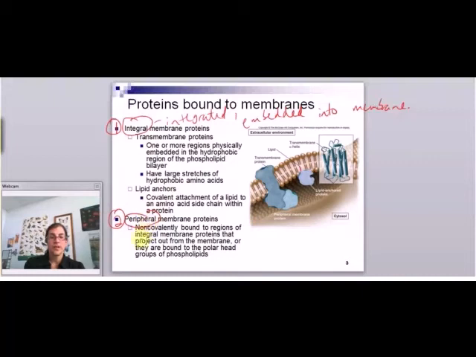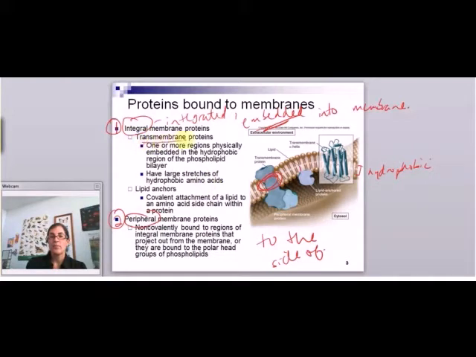Peripheral membrane proteins, on the other hand, are like peripheral vision, which means to the side of. So it's near the membrane, but it's not embedded in it, it's to the side of it. Integral membrane proteins, because they're actually embedded into the membrane, are going to have to span this hydrophobic region. So again, remember where we see these hydrophobic tails, that's a big hydrophobic area. So proteins that are embedded into the membrane are going to have large hydrophobic regions that span that hydrophobic area.